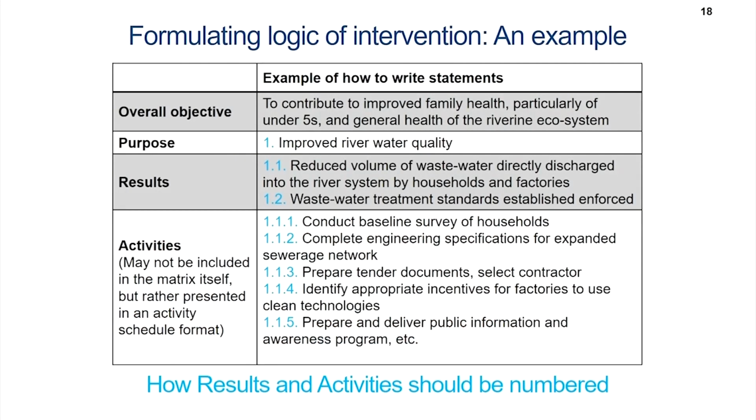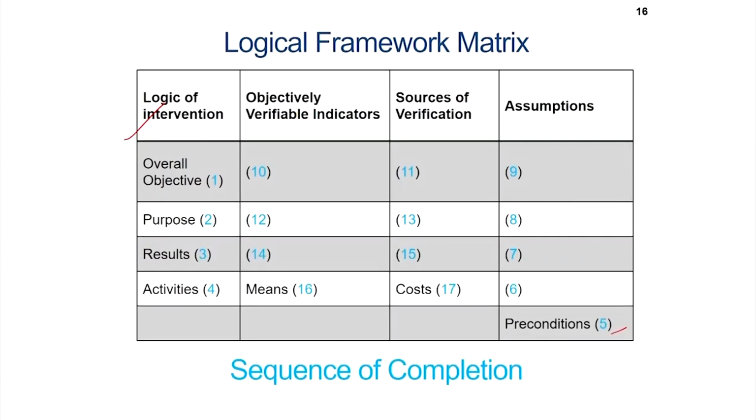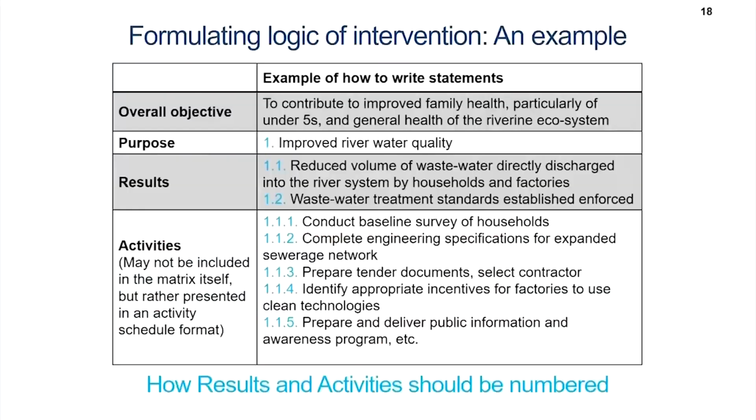So, this is how we look at that first column, some of the examples of how to write the statement. So, this table that is showing on your slide basically caters to this column on logic of intervention, and they can be filled in each of these cells. So, for example, the overall objective could be to contribute to improved family health, particularly of under 5s, and general health of the riverine ecosystem. Keep in mind the example that we have just considered of river water pollution. So, in the context of that example, overall objective of the study could be to contribute to improved family health, particularly of under 5s, and general health of the riverine ecosystem.